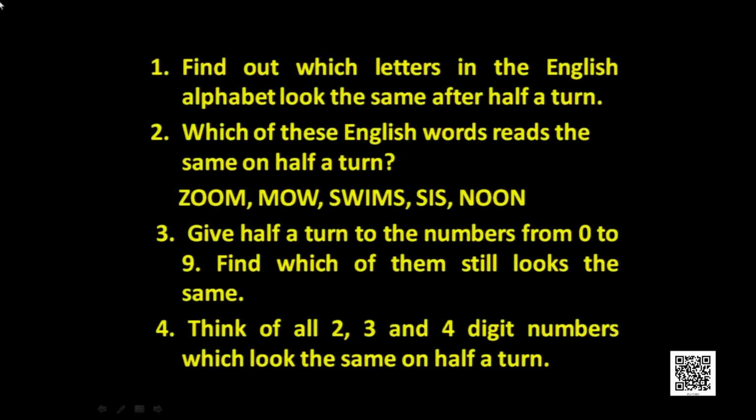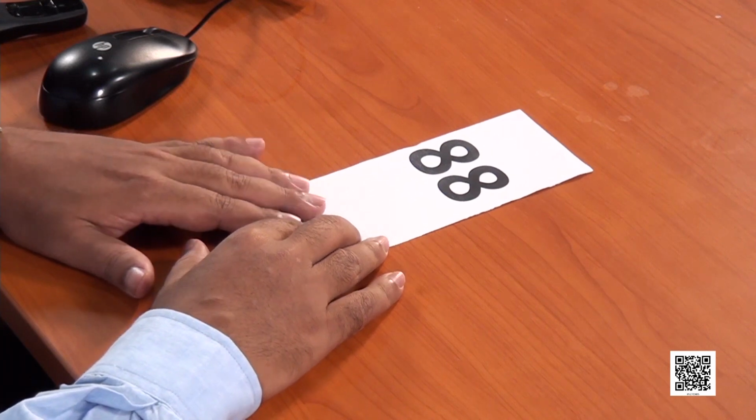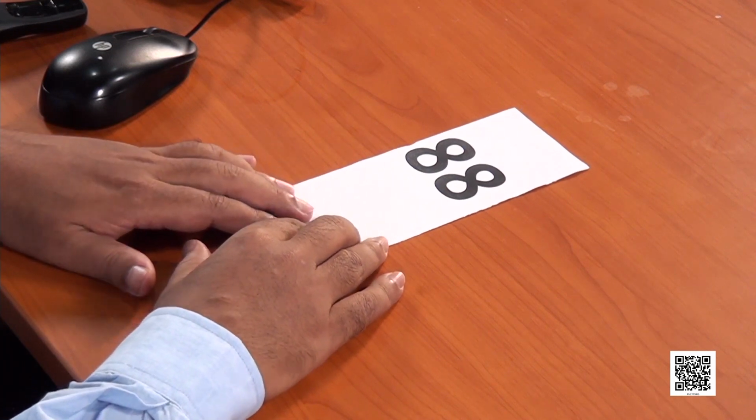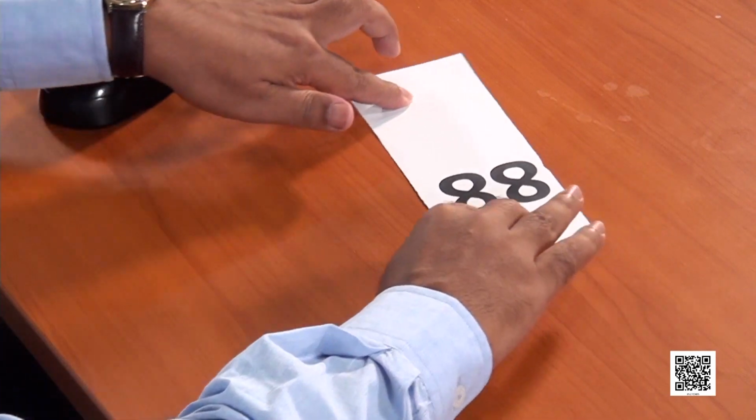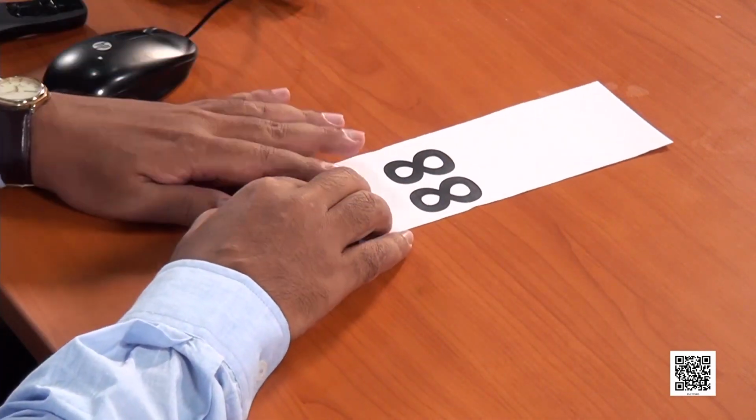Now, we have to think of 2, 3, 4 digit numbers which look the same on half a turn. Here you see I am taking a 2 digit number 88. I am rotating it, I am turning it half. Now you see, same 88. Similarly, you take example of 11, you will get same on half a turn, you are getting 11.